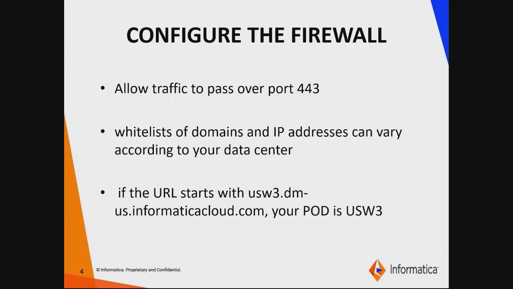Configuring a firewall. When it comes to the agent, we recommend users to allow traffic to 443, which is the outbound port for communication from the agent to the cloud server. We also request users to whitelist IP addresses and domains according to their requirement. The IP addresses can be found from the URL of the pod you are located on. Once you log into Informatica Cloud, you can see the pod on which you are located, and based on that, you can download the IPs or find the IPs from the network portal in Informatica.